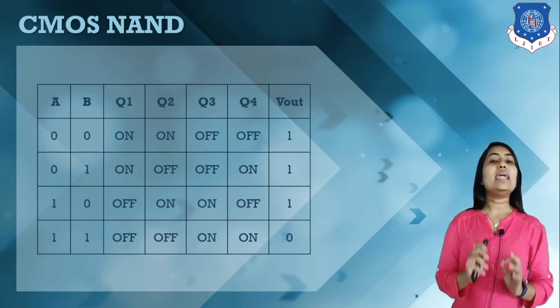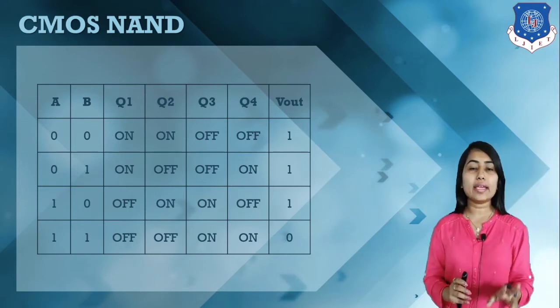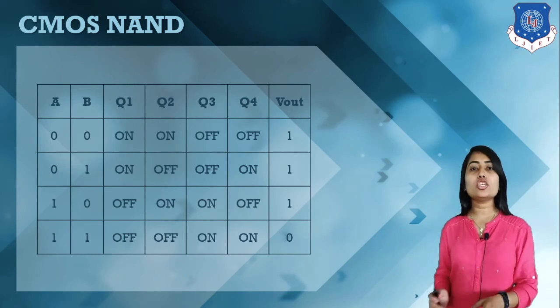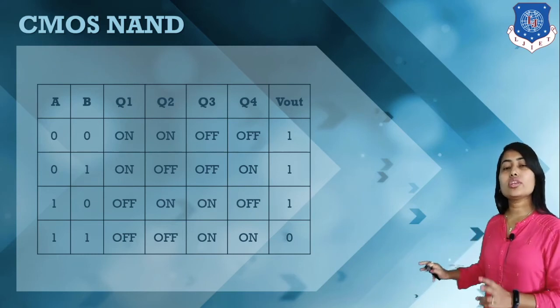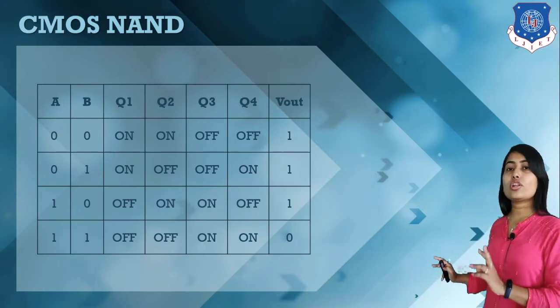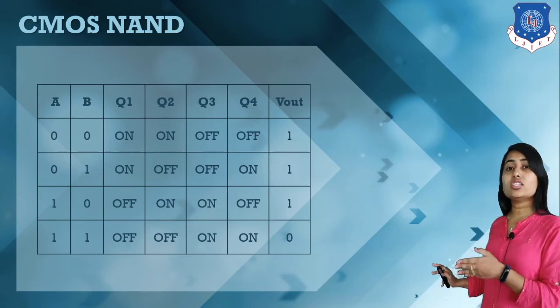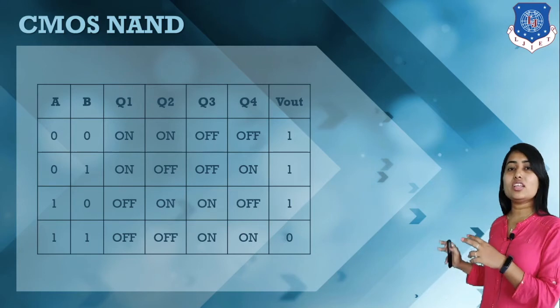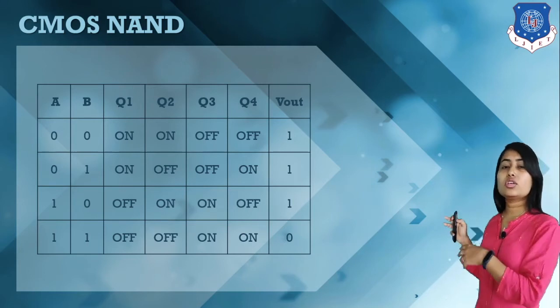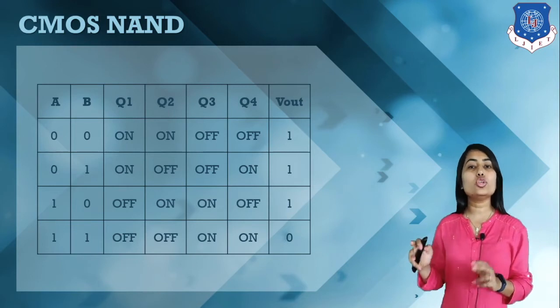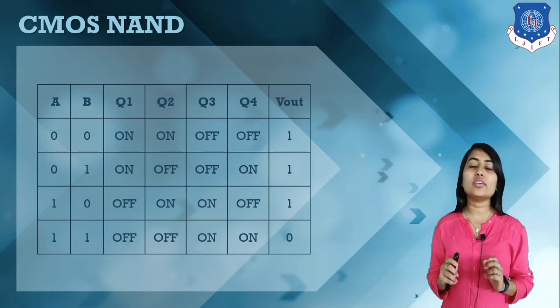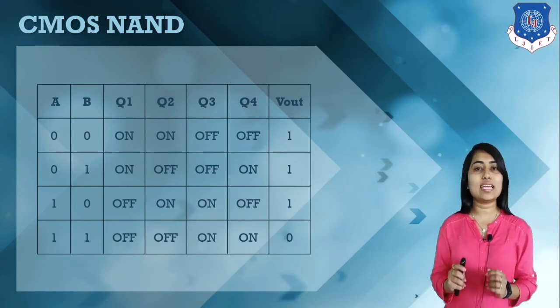Okay, and if A and B are equal to 1 1, so Q1 and Q2 are on, and Q3 and Q4 are off. As the P channel MOSFETs are connected in parallel, both paths are closed for the power supply to flow, so there is no output voltage, such that here we have a 0. So this is how a CMOS NAND gate works.